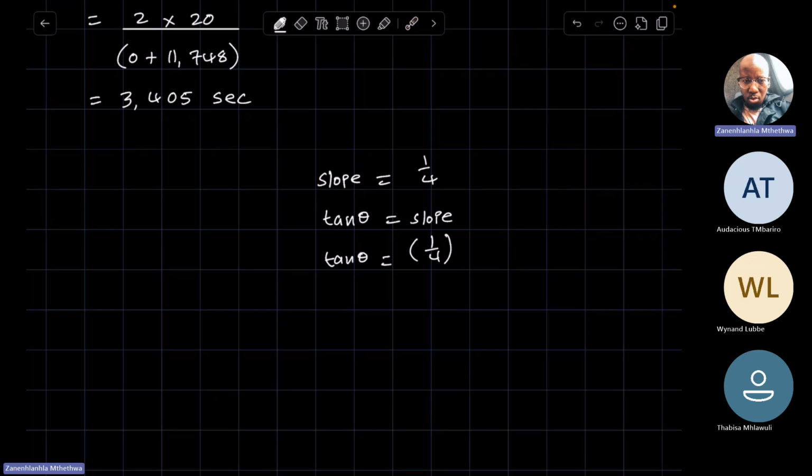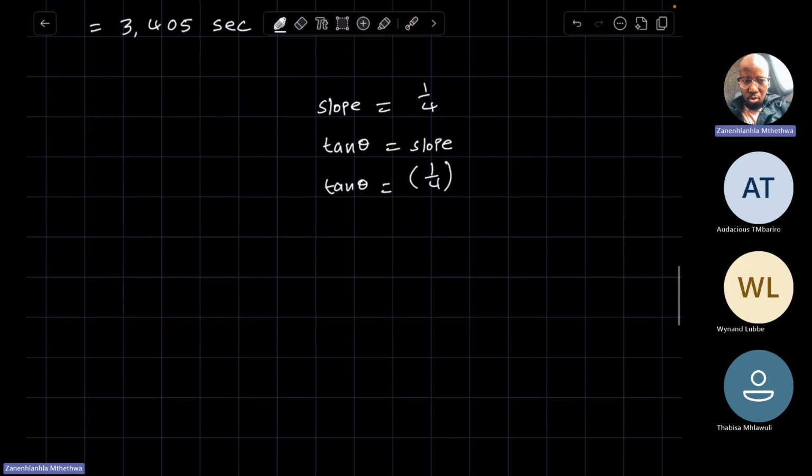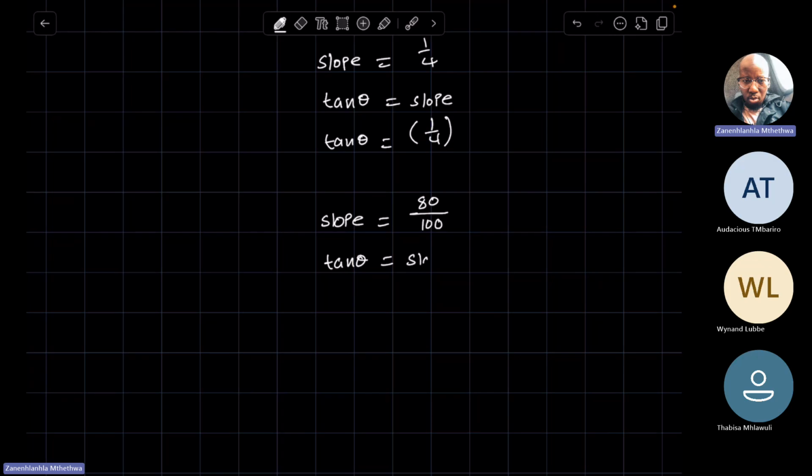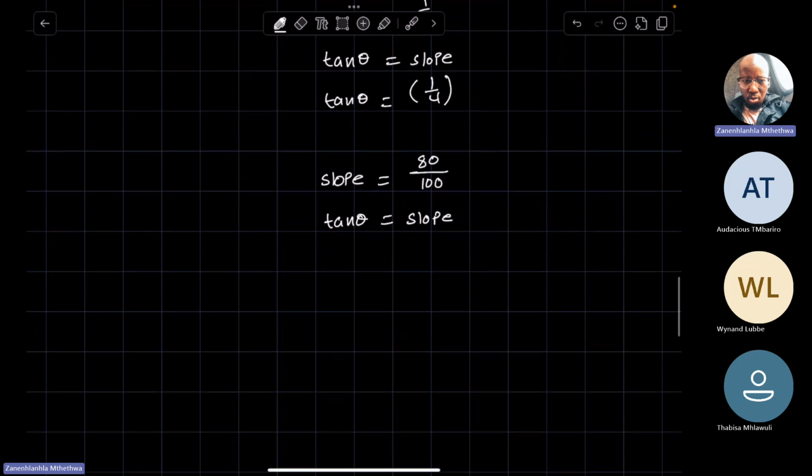Now, if they've given you the percentage of the slope, if they say it's 80%, essentially what they mean is that the slope, 80%, is 80 over 100. If that's the case, we know tan theta is equal to the slope. If the slope is 80 over 100, it means tan theta will be equal to 80 over 100. And then from here, you solve for your theta. That's how you look at it.